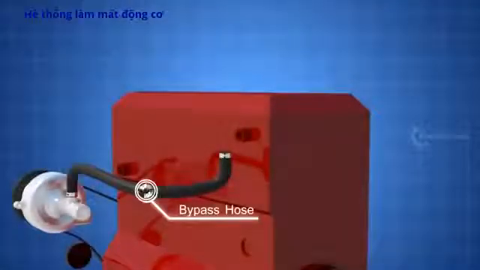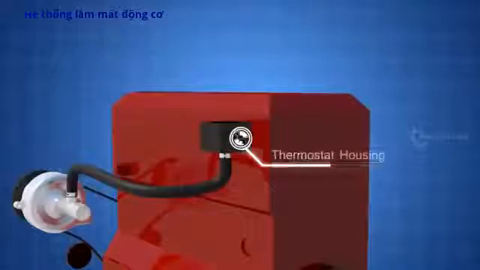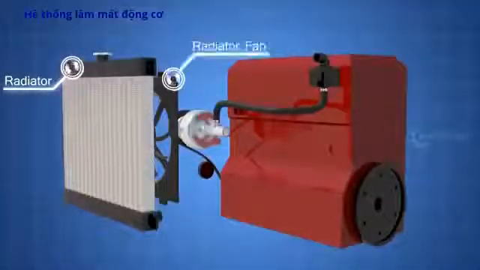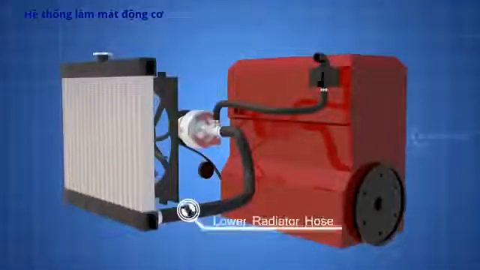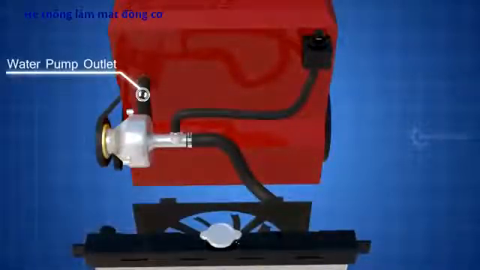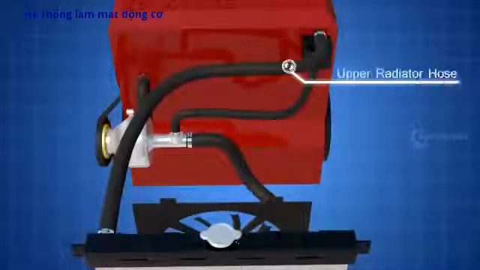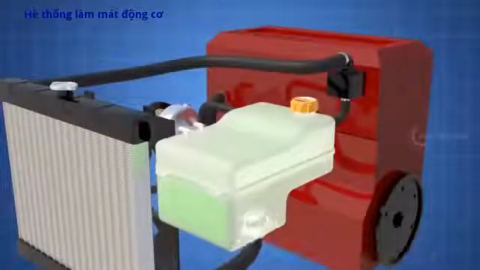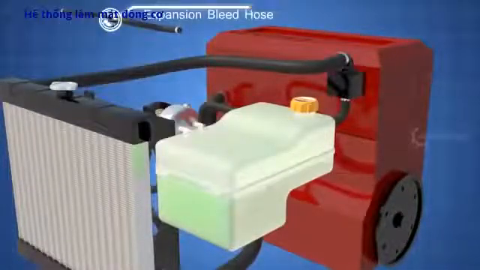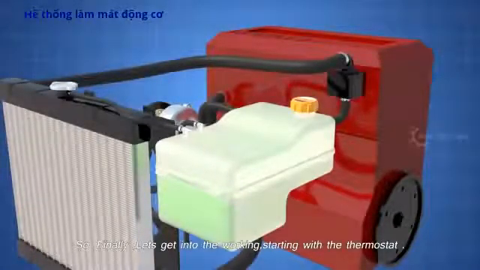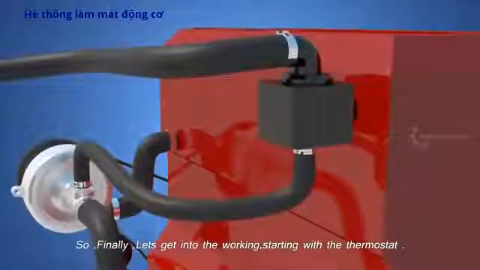The thermostat bypass hose. The thermostat housing. Inside the thermostat. The radiator and the radiator fan. The lower radiator hose. The water pump outlet hose. The upper radiator hose. The coolant expansion tank. The expansion bleed hose. Coolant overflow hose. So, finally, let's get into the working, starting with the thermostat.